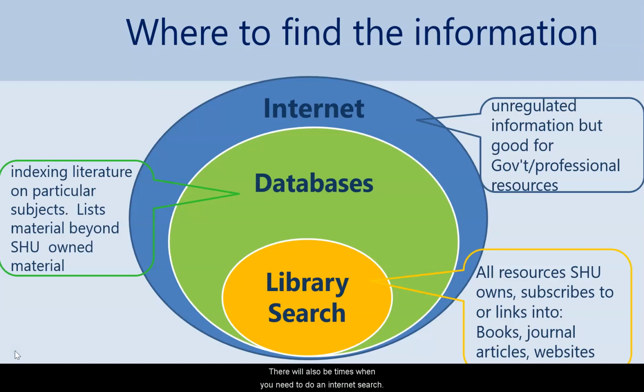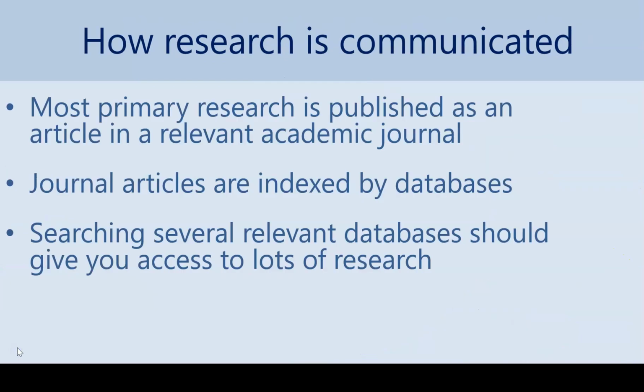There will also be times when you need to do an internet search, and sometimes you will use all 3 resources where you are doing a literature search. A bibliographic database indexes the contents of academic journals, and it allows you to find out which journals have published articles about a particular topic. You will find your key databases by selecting the Journals and Databases tab on your Nursing and Midwifery subject guide.